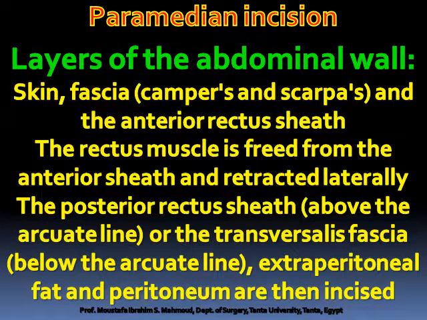The layers of the abdominal wall during the paramedian incision start with the skin, followed by the fascia, Camper's and Scarpa's fascia, and the anterior rectus sheath. The rectus muscle is freed from the anterior sheath and retracted laterally. Then the posterior rectus sheath in the upper part, or the transversalis fascia below that level, extraperitoneal fat and peritoneum are incised.